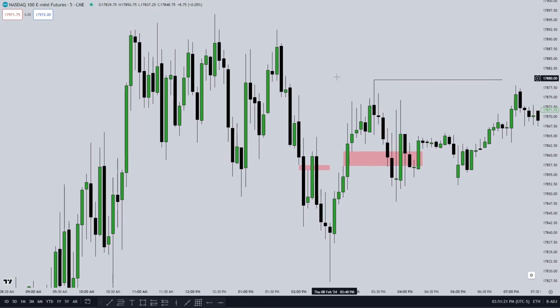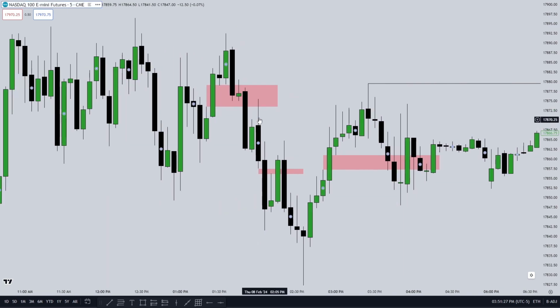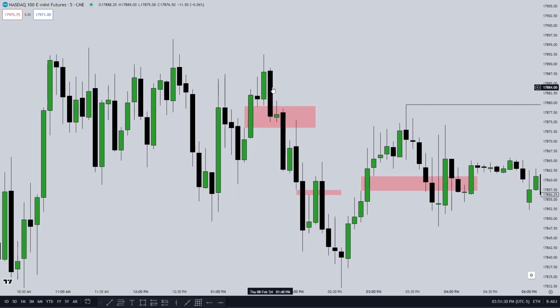So yeah, that is an inverse fair value gap. So you can see right here, here's another example. Price displaces up, price comes down, and then absolutely runs through it right here. And then price comes back up, taps it, and then proceeds down to take out these levels of liquidity right here.